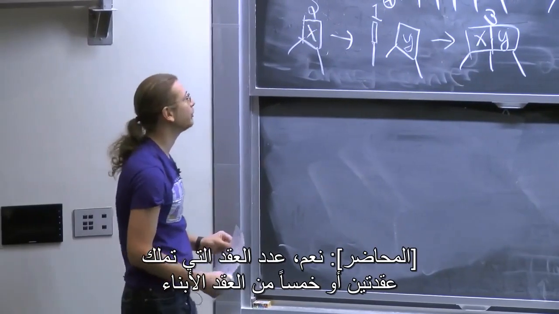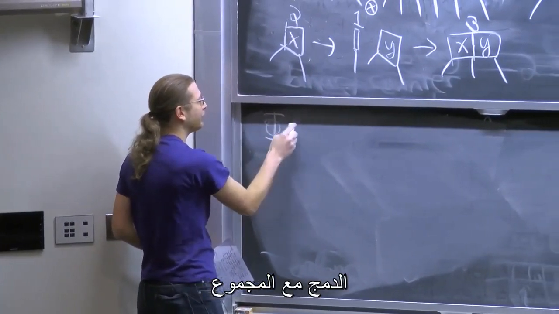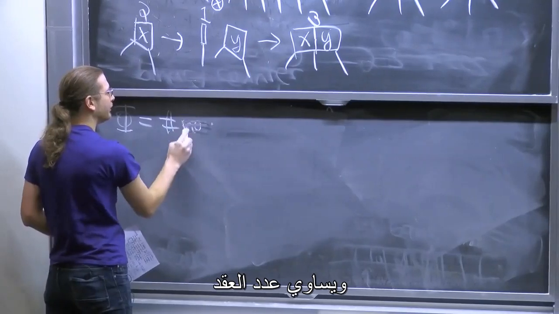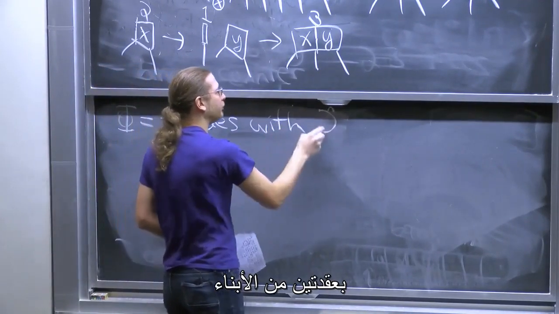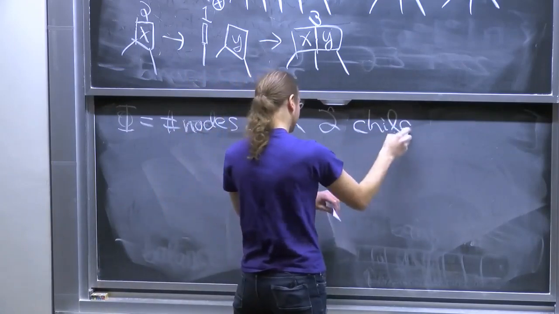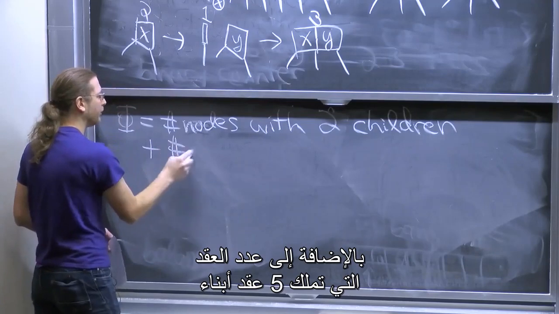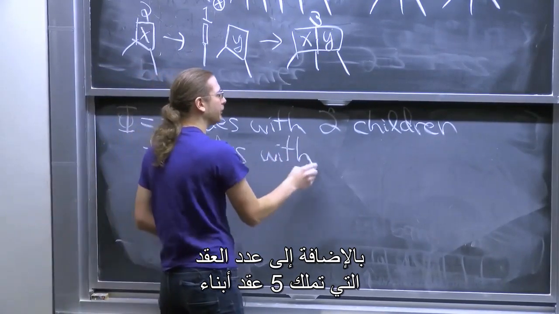Number of nodes with 2 or 5 children. So that's it. Just combine with the sum. It's going to be the number of nodes with 2 children plus the number of nodes with 5 children.